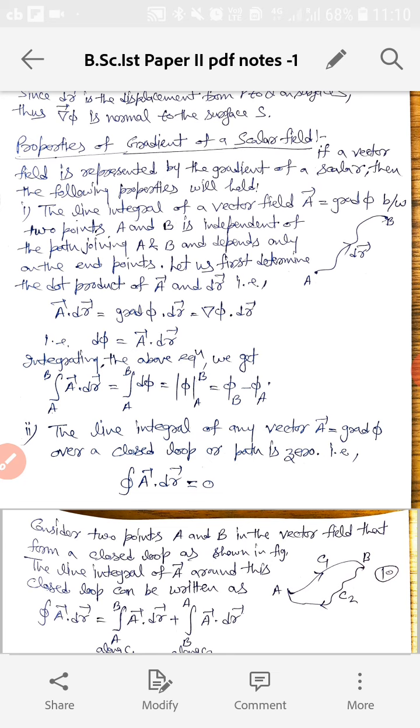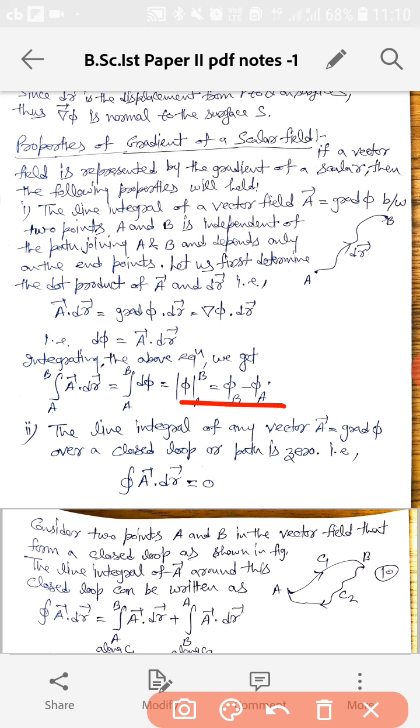If we integrate this equation from A to B, A dot dr becomes d phi, so it becomes phi within the limit A to B. This becomes phi b minus phi a. That means the line integral of this vector field, which can be defined as gradient of phi, will be independent of the path joining these two points A and B, because it depends only on the end points A and B.